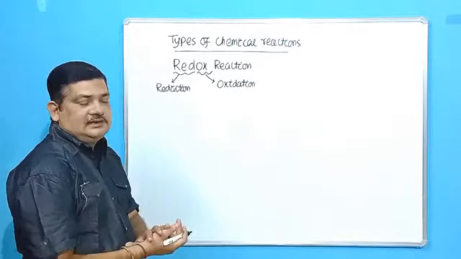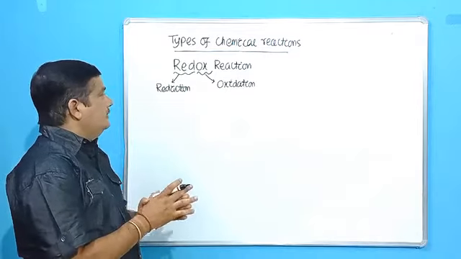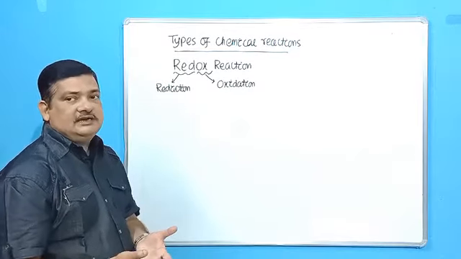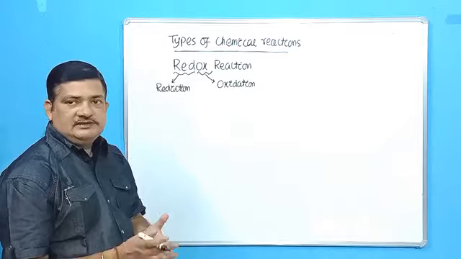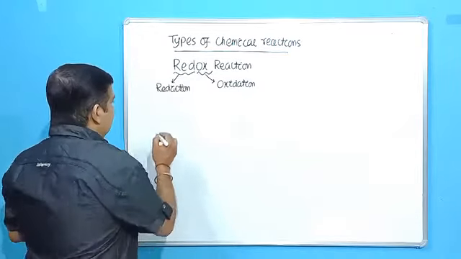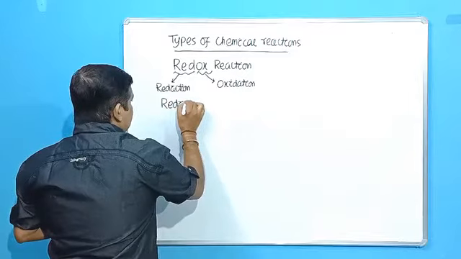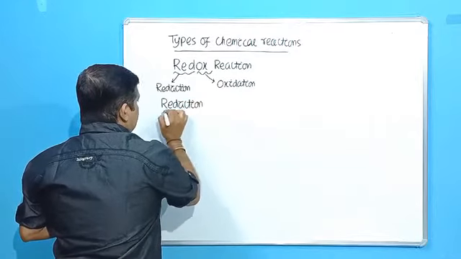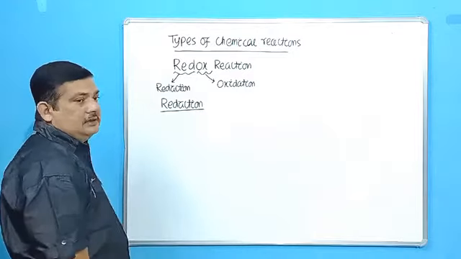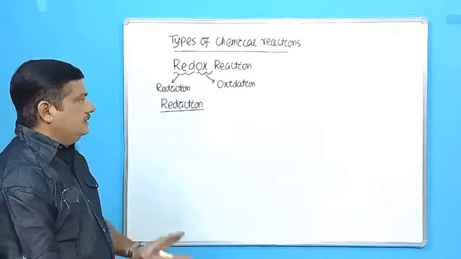So from this you can define what is a redox reaction. Now it's a reaction where simultaneously oxidation and reduction takes place. So what is oxidation? What is reduction? So let us first know what is reduction. So first let us know how to define reduction.